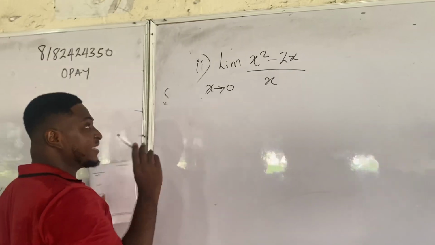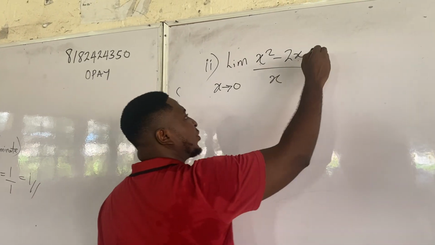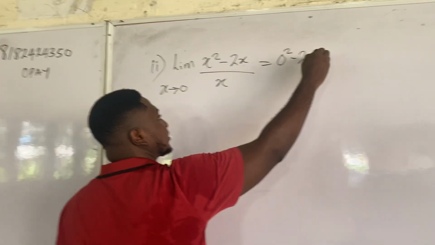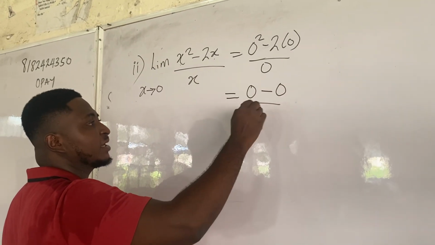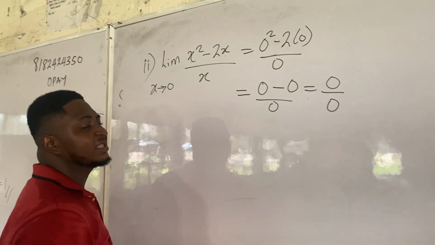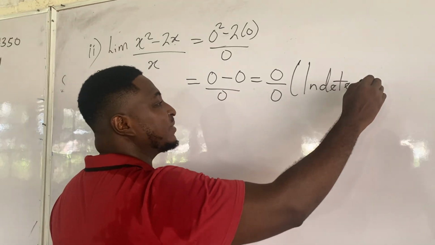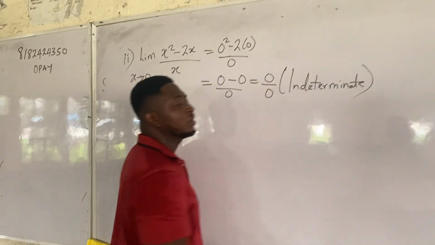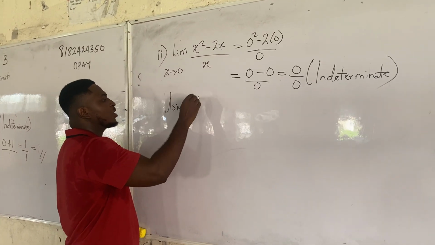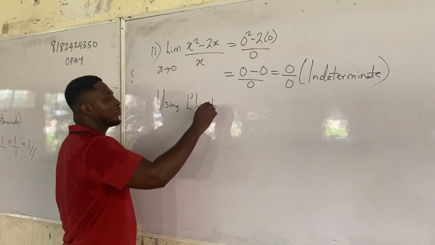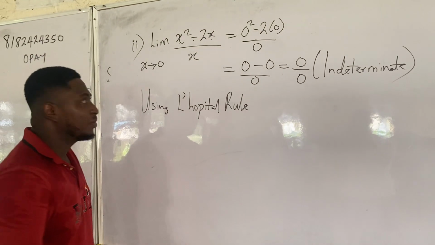Class, as usual, I told you the first step in solving limit is to try substitution first. So replace x with 0: 0 squared minus 2 into bracket 0, all over 0. 0 squared is 0, 2 times 0 is 0, all over 0, giving you 0 over 0. This clearly means that this is also indeterminate. When reporting your result, write this indeterminate so the lecturer knows. Then you say using L'Hopital rule, because the rule that allows us to differentiate is known as the L'Hopital rule.